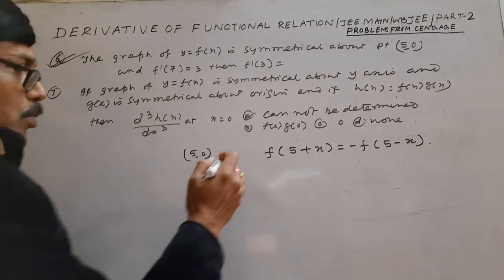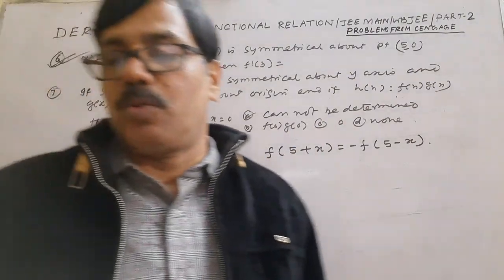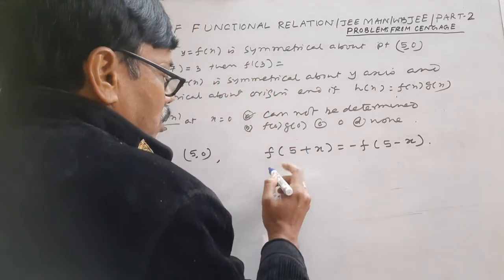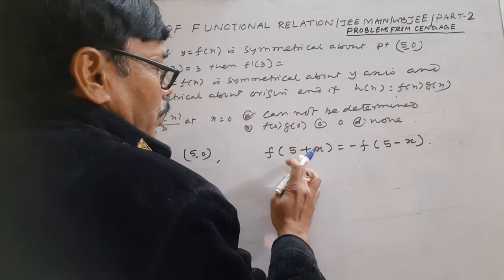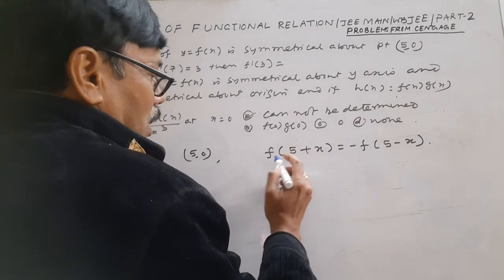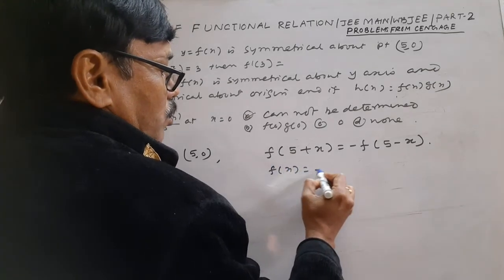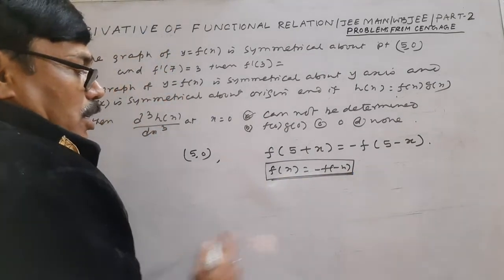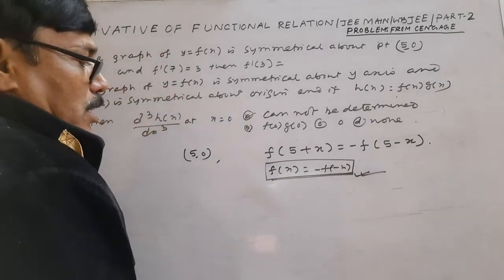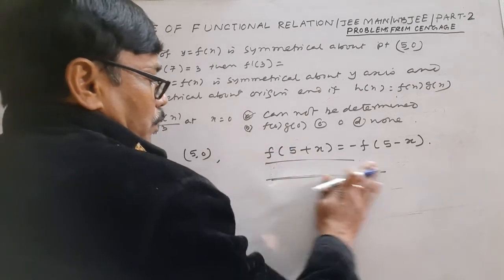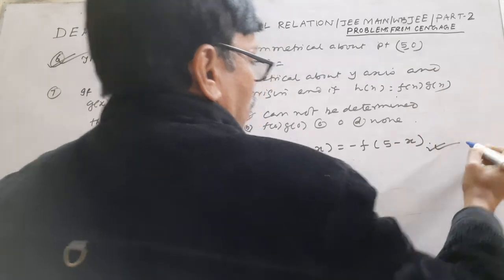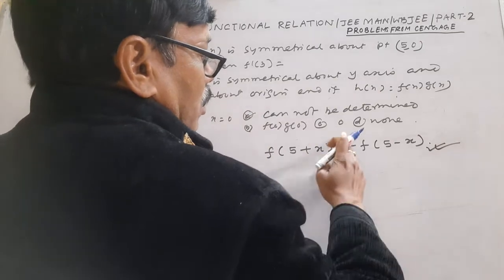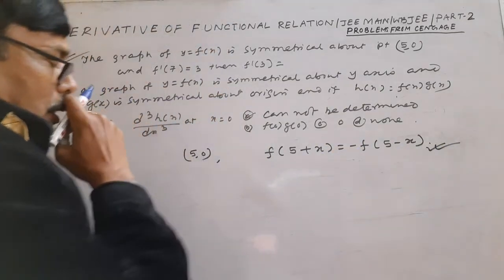Look, if we know it is symmetric about the origin, then it is an odd function. If we put 5 equal to 0, it is replaced by minus 5, so f(x) equals minus f(minus x). It is symmetric about the origin. So symmetric about (5, 0) is the definition: if a function is symmetric about (5, 0), then f(5 + x) equals minus f(5 - x).